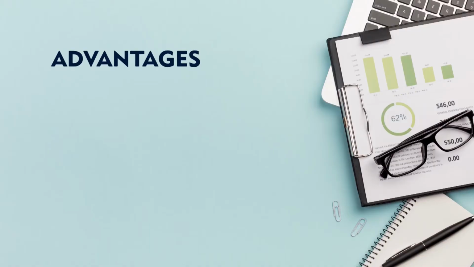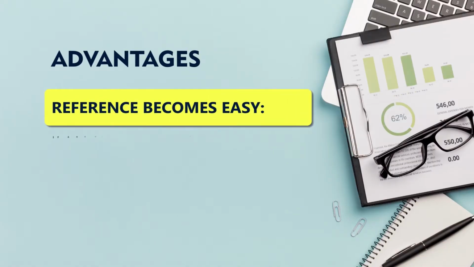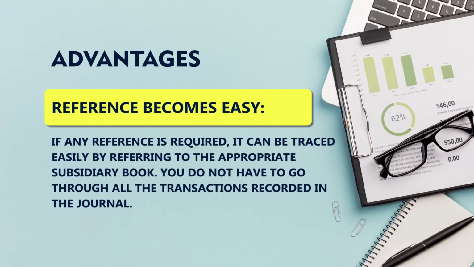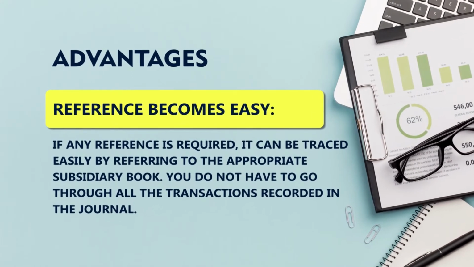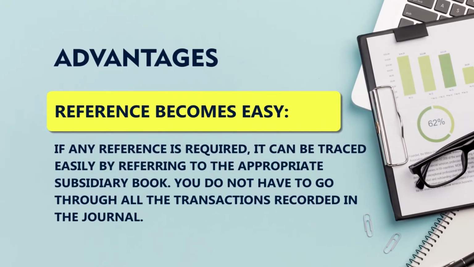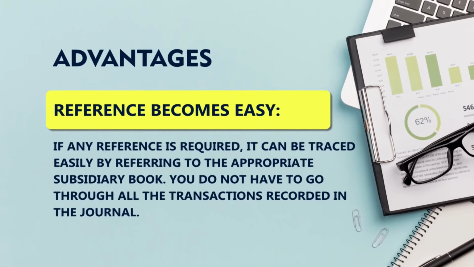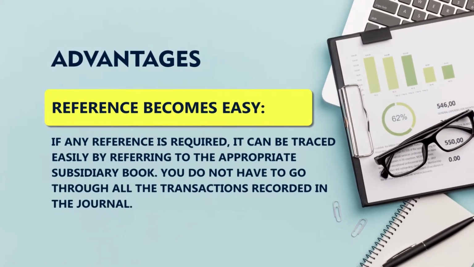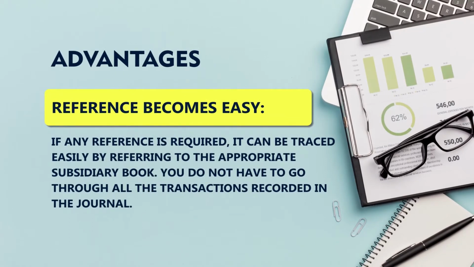Likewise, reference becomes easy. If any reference is required, it can be traced easily by referring to the appropriate subsidiary books. You do not have to go through all the transactions recorded in the journal, because any transaction related to purchases will be found in the purchase journal. Any transaction related to sales, you will find in the sales journal, and so forth. Therefore, reference becomes easy.